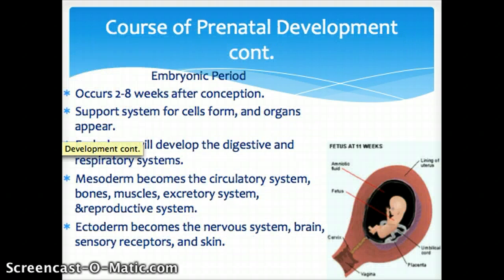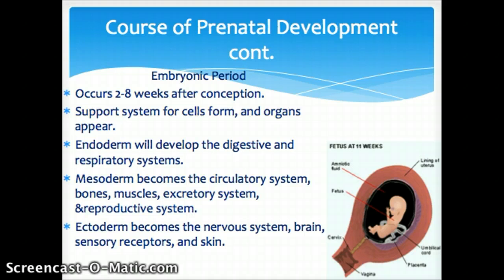The embryonic period occurs from 2 to 8 weeks after conception. During this period, support systems for cells, forms, and organs begin to appear. The mass of cells are now called an embryo. The inner cells are called endoderm, which is where the digestive and respiratory systems form. The middle layer of cells are called the mesoderm, which is where the circulatory system, bones, muscles, excretory system, and reproductive systems form. The last layer is known as the outer layer, which is called the ectoderm.